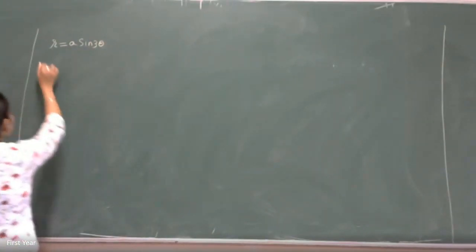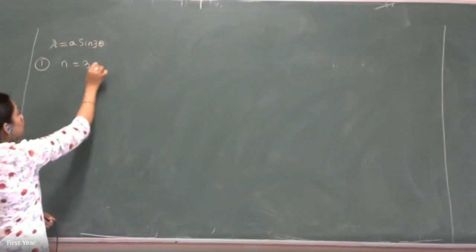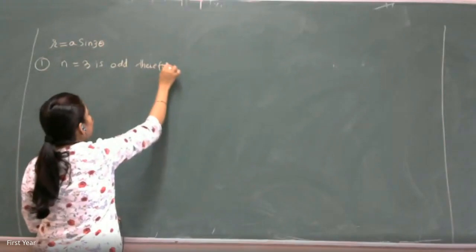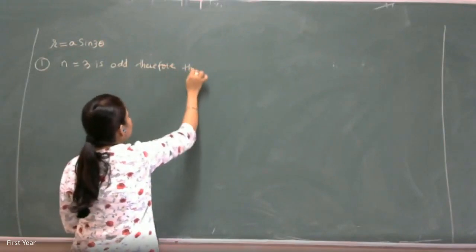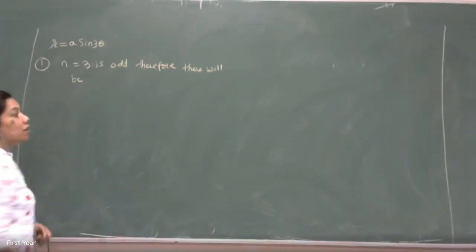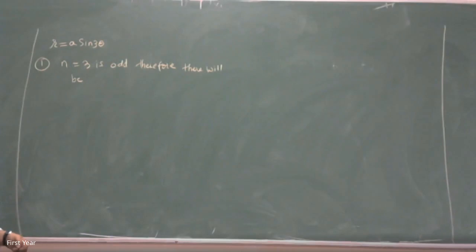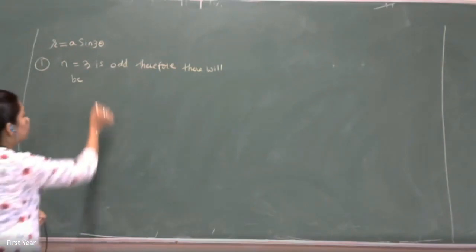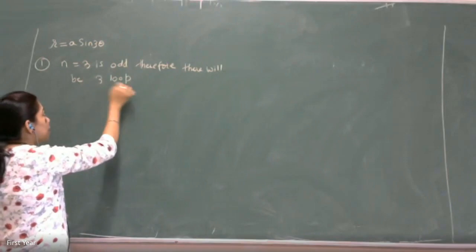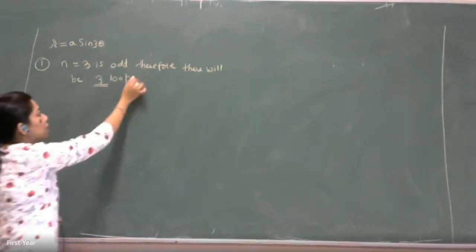So the first point: n = 3 is odd. Therefore, how many loops will there be? There will be only 3 loops. It's not 3n. If n is odd, then there are n loops only. If n is even, then 2n. Right? Yes, so there will be 3 loops. If the number is even, it is double the loops. If it is odd, the same number of loops. So 3 loops will be there.